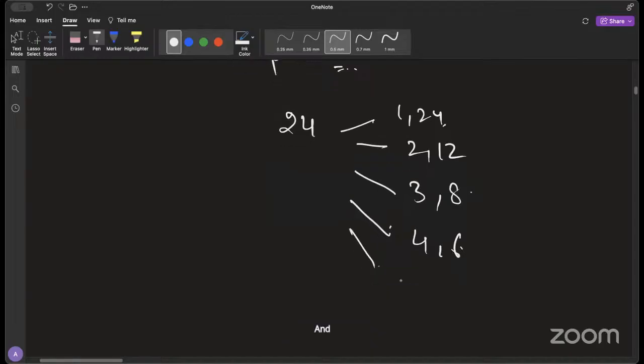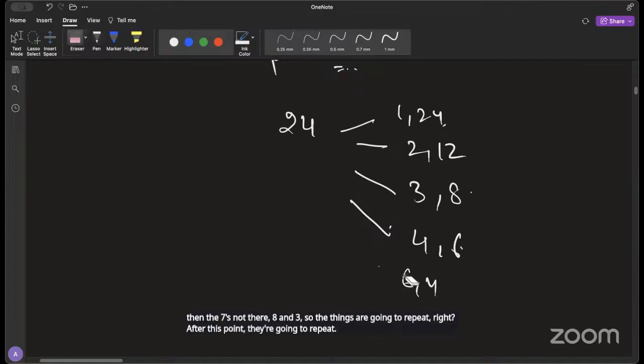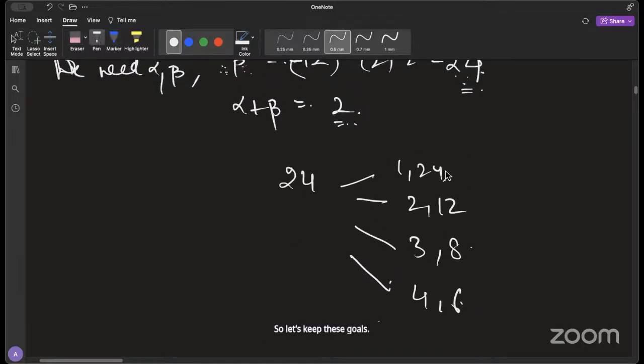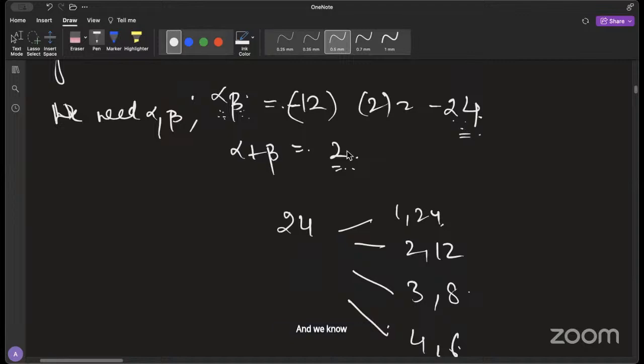And then the things are, I think, going to repeat. So then you will have 5 is not there, then 6 and 4. Then 7 is not there, 8 and 3. So the things are going to repeat, right? After this point, they're going to repeat. So let's keep these 4. And we know that the sum is 2.